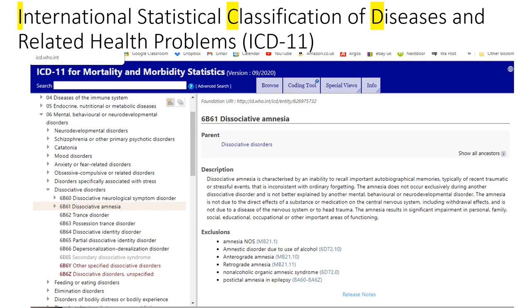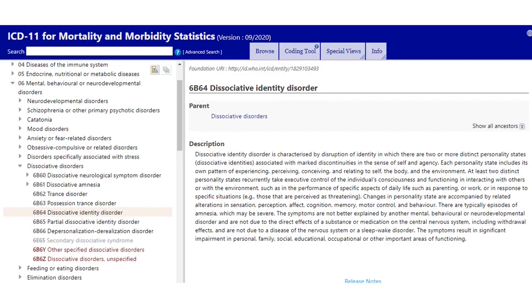So let's move on to quickly look at the definition for dissociative identity disorder as well. Now looking at the ICD-11 for dissociative identity disorder, you can see very similar wording to what we've come across before. So DID is characterized by a disruption of identity in which there are two or more distinct personality states, associated with marked discontinuities in the sense of self and agency. Now, you notice that they don't use the word delusion. They say that there are actually two or more distinct personality states. Each personality state includes its own pattern of experiencing, perceiving, conceiving, etc., and so on.